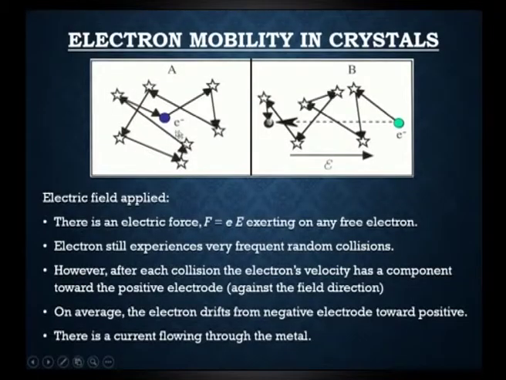Now we can observe this in the picture, where we can see how the electrons moved randomly previously, without an applied electric field. When we apply the electric field, the electrons move in a random fashion, but from the negative electrode towards the positive electrode, with the applied field in this direction. This produces conduction, and we can observe a current in the metal.